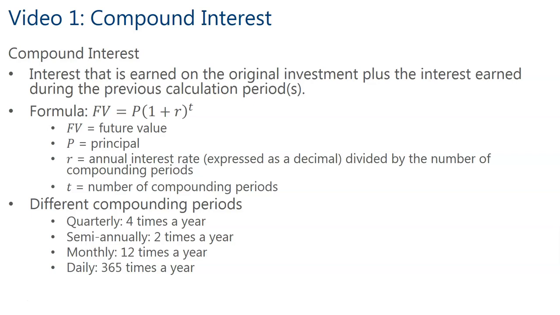Now the different compounding periods we'll look at in this section are quarterly, which means interest is applied to the investment 4 times a year. Semi-annually means 2 times a year interest is applied. Monthly means 12 times a year interest is applied. And daily means 365 times a year. And annually means just once a year.